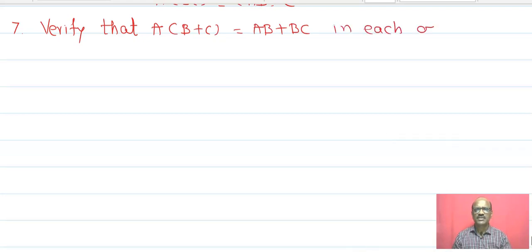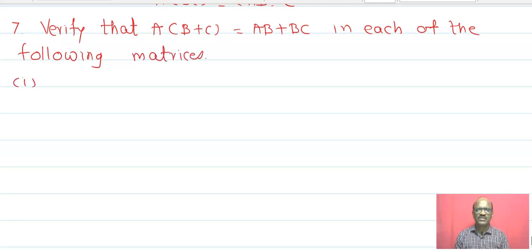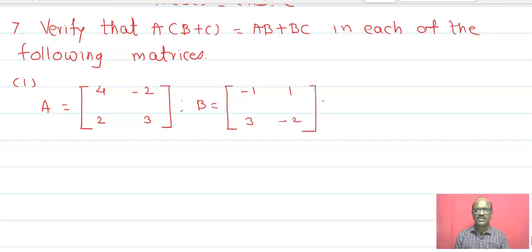Now next is question number 7. Verify that A in bracket B plus C is equal to AB plus AC in each of the following matrices. Now the main motto of this exercise is to perform the multiplication. Here first we'll add B plus C, then we multiply them with A. Next is AB and AC.